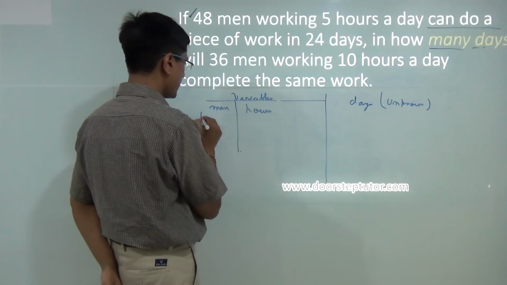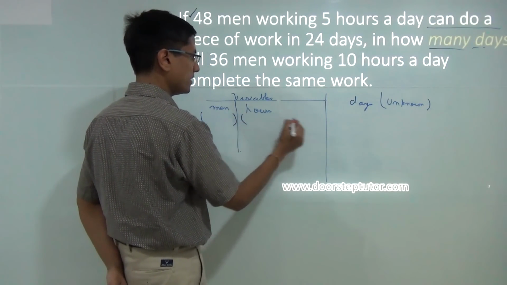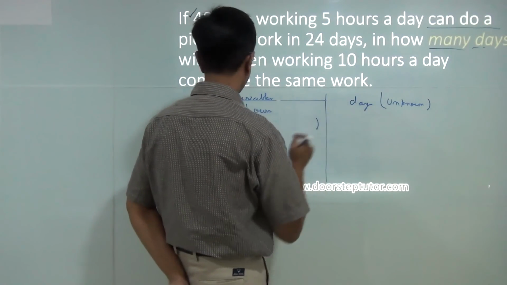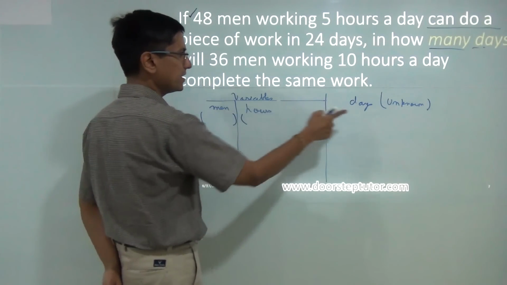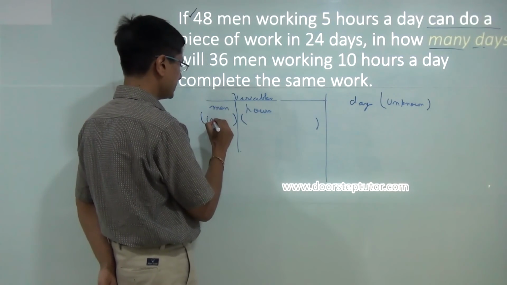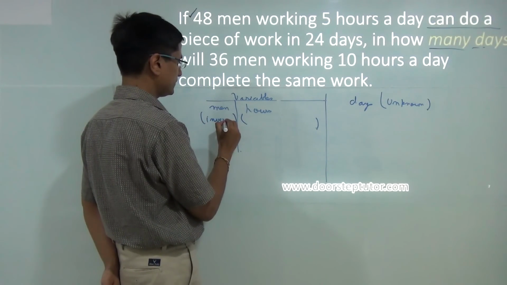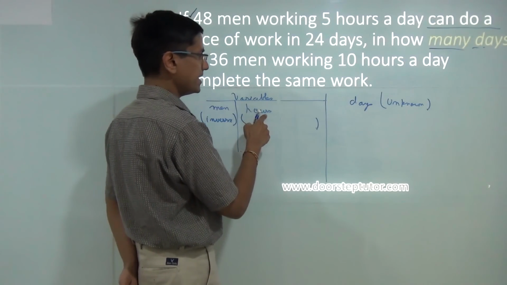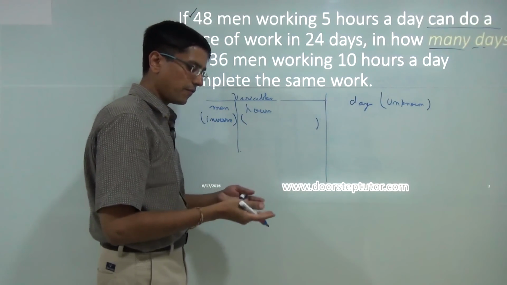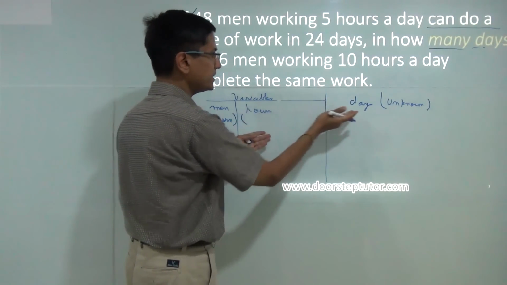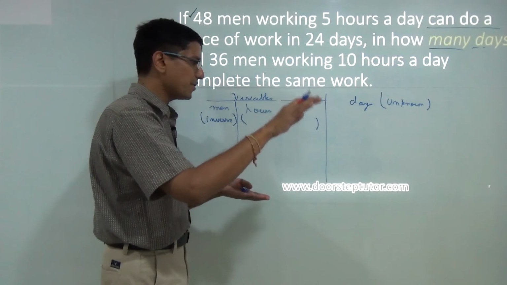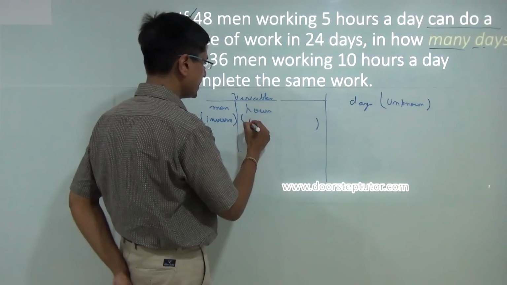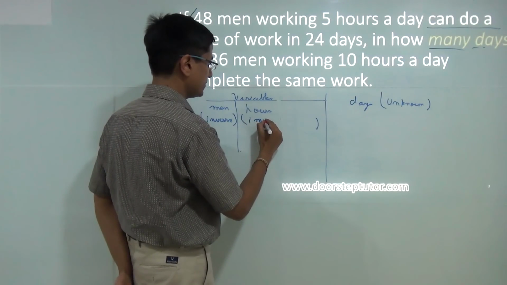So now let's determine how these things relate to the unknown. If I increase the number of men, the number of days would decrease. So this is inverse. If I increase the number of hours, if the number of hours worked per day is increased, the number of days required would decrease. So this is again inverse.